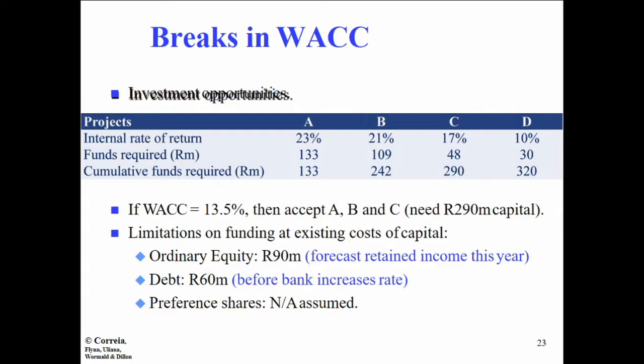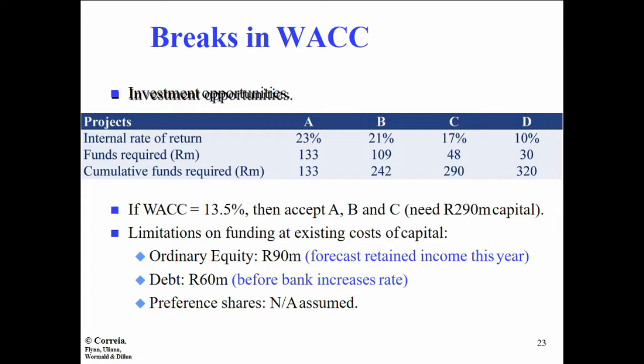So a company can have various investment projects available to it. If you look at the table in the slide, you can see that the company has a choice of 4 projects. Project A will cost 133 million, Project B will cost 109 million, Project C will cost 48 million, and Project D will cost 30 million. The return per project has also been indicated. If you look at the return per project, you will see that Project D should not be accepted. The reason for this is that its return of 10% is lower than the company's estimate of WACC.